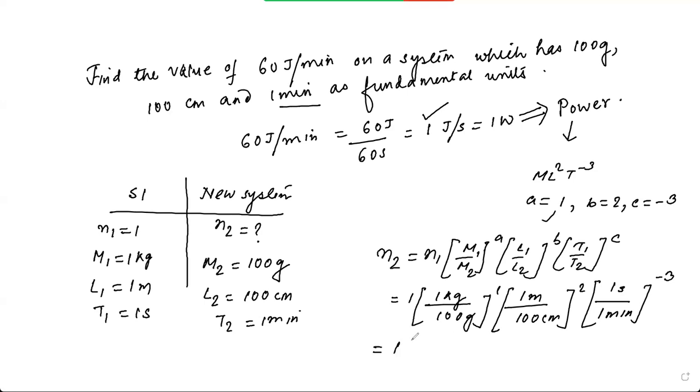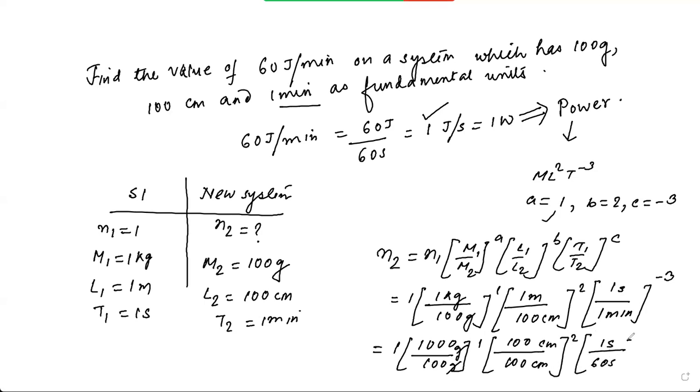So now put the values. 1 into 1 kg means 1000 gram by 100 to the power 1, gram cancel, 1 meter equals 100 centimeter to the power 2, and 1 second by 60 second to the power -3. So if we calculate this, the value of N2 will be 2.16 into 10 to the power 6 units in the new system.